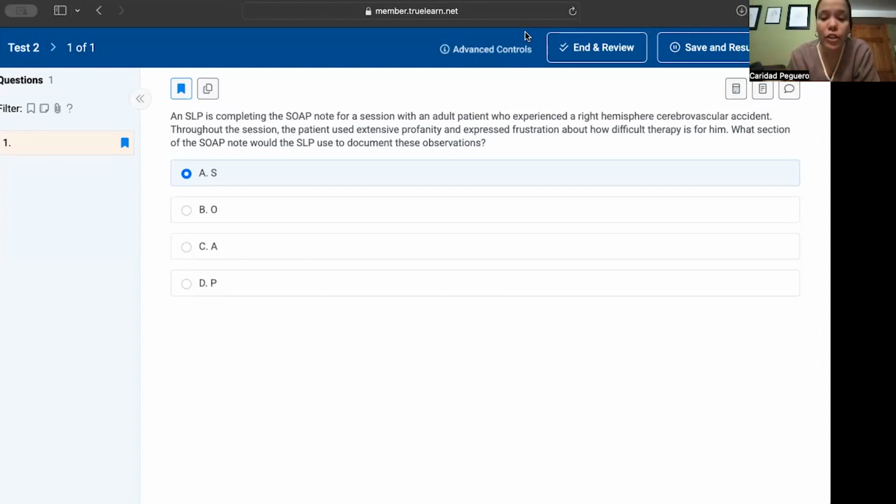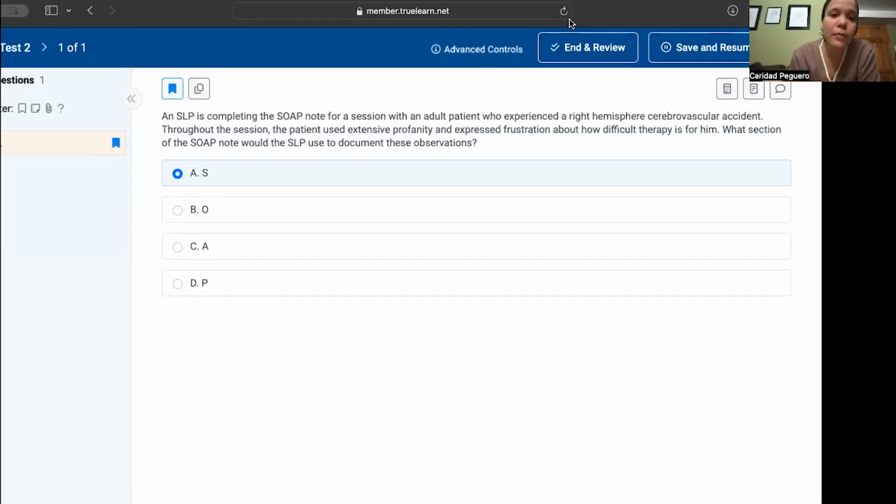I'm going to read the question and answers, and I'm going to go through the thought process, and we'll pick an answer together. Okay, so this question says, an SLP is completing the SOAP note for a session with an adult patient who experienced a right hemisphere cerebrovascular accident. Throughout the session, the patient used extensive profanity and expressed frustration about how difficult therapy is for him. What section of the SOAP note would the SLP use to document these observations?